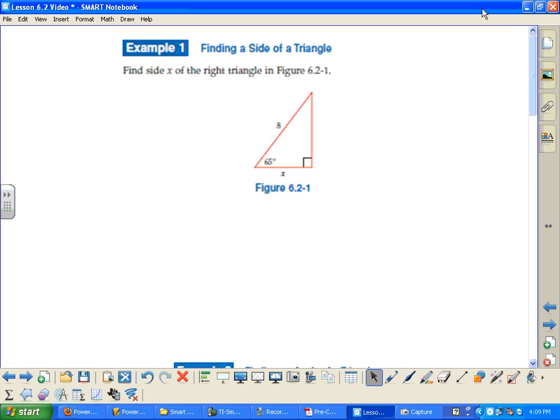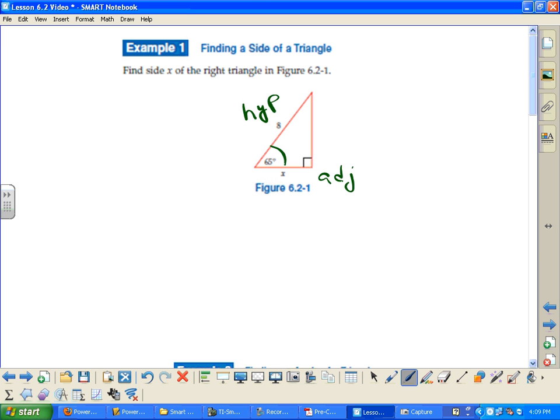Okay, we're going to work on lesson 6.2, which is finding the applications of trigonometric functions. So first of all, in example 1 here, they want us to find side x of this right triangle. So first of all, we need to identify which trig function we are going to use to solve this. So we need to identify which ones we do know. According to this angle here, which is a 65-degree angle, I know the hypotenuse. And this is the adjacent side here that we're trying to find.